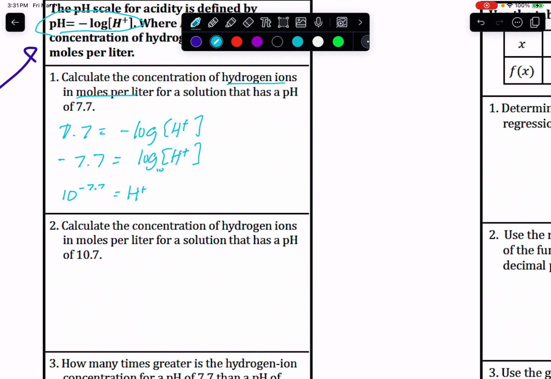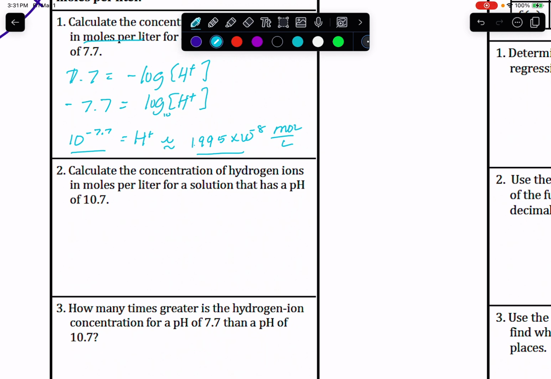So we can say that's approximately equal, using our calculator, 1.995 times 10 to the negative 8 moles per liter. So if they let you use a calculator, you can do that, but if not, just leave it as 10 to the negative 7.7.